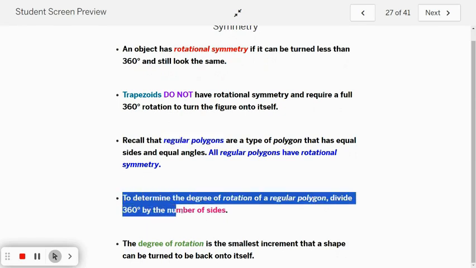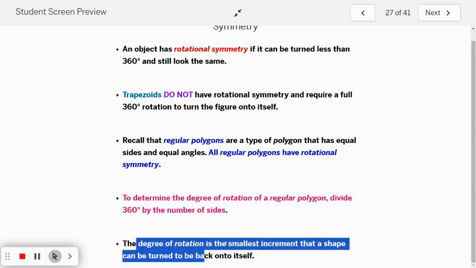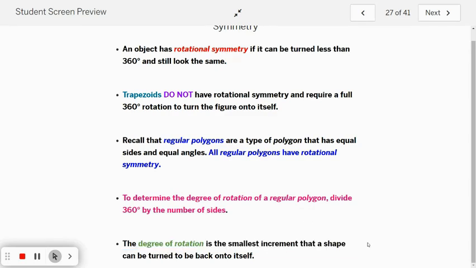The red one here, I have it in red because it's really important, and that's to determine the degree of rotation, you need to divide 360 by the number of sides. We're going to look at an example of that. And the degree of rotation is, catch this word, the smallest increment that a shape can be turned to be back on itself. Now, of course, I've got some examples for us to look at, so let's do that.